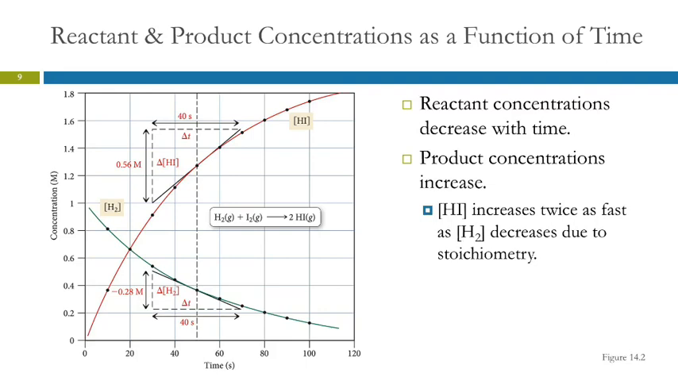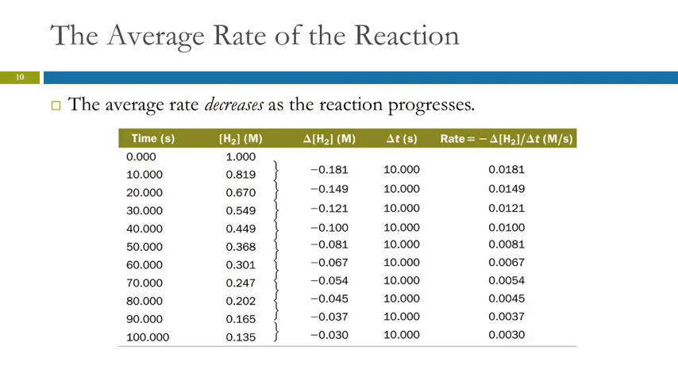Now, the rate of the reaction changes all the time because the rate of the reaction is often dependent on the concentration of the reactants. As the reaction proceeds, the concentration of the reactants changes, and so the rate changes. This can be really, really annoying. But here we have a table showing some data.